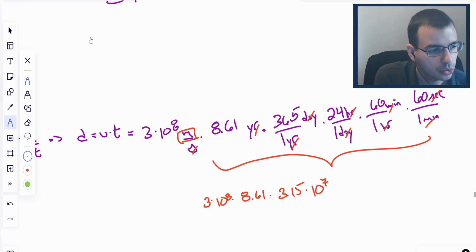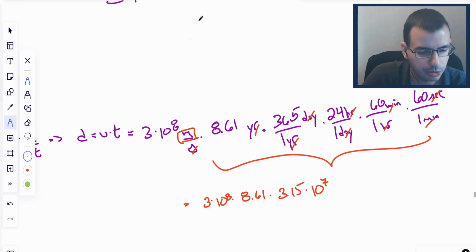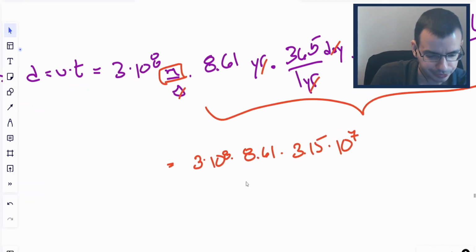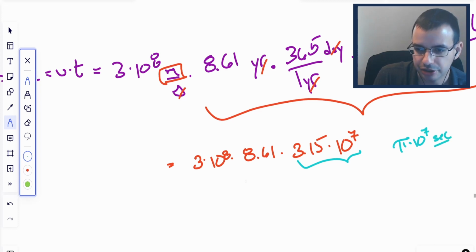And so one of the things you'll see from time to time, almost as a joke, almost a mnemonic, is that right here, 3.15 is almost pi. So you're like, well, there's pi times 10 to the 7th seconds per year.